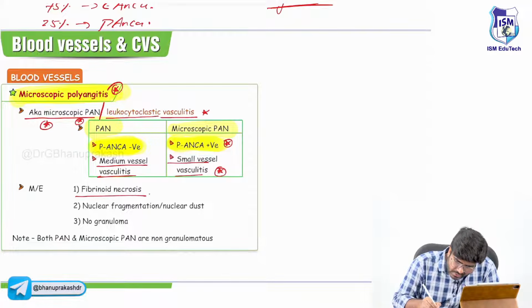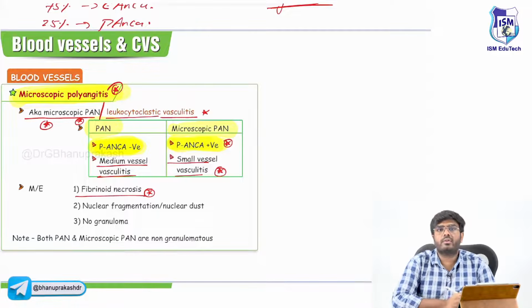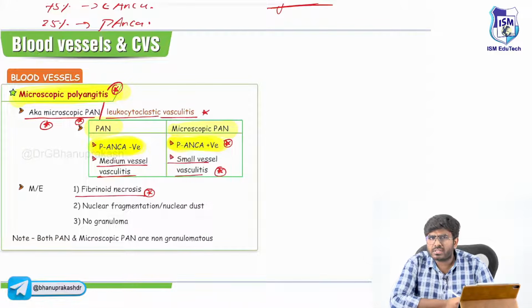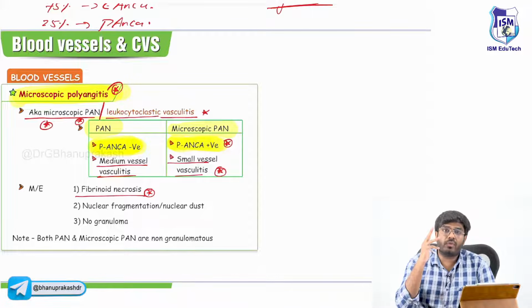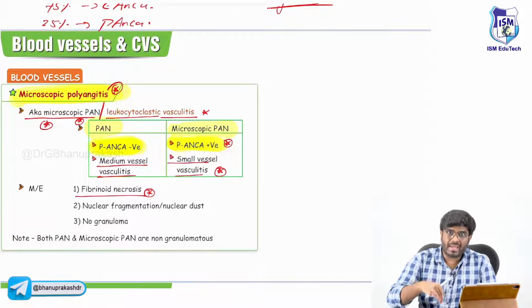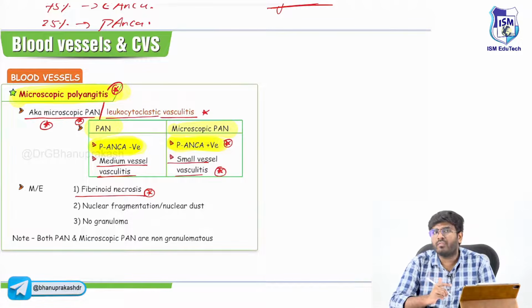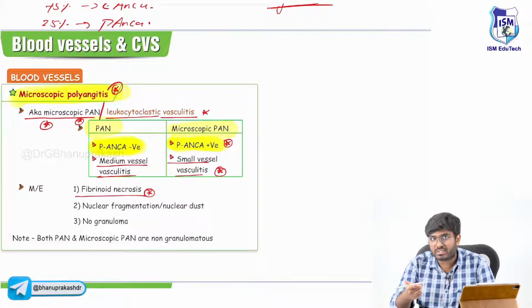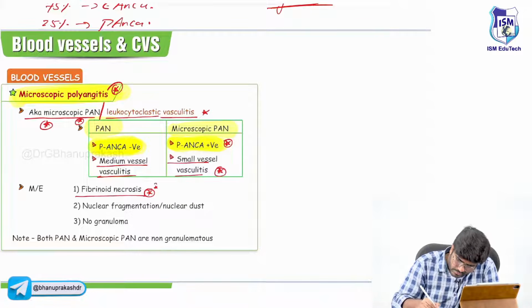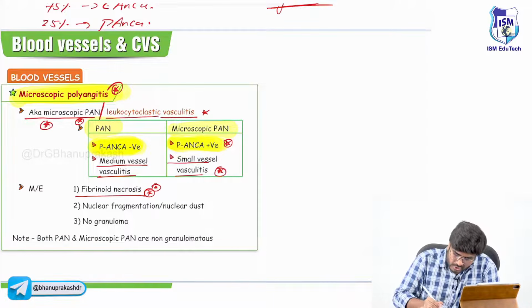Now the third thing which we are going to discuss: this is also going to cause fibrinoid necrosis. Where have we seen necrosis so far? In three places: polyarteritis nodosa, Wegener's granulomatosis, which is an example of necrotizing vasculitis, and microscopic polyangiitis, or microscopic PAN, which is also going to cause fibrinoid necrosis. But this is non-granulomatous. No granulomas are seen.